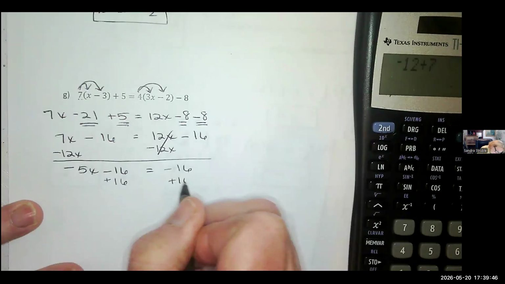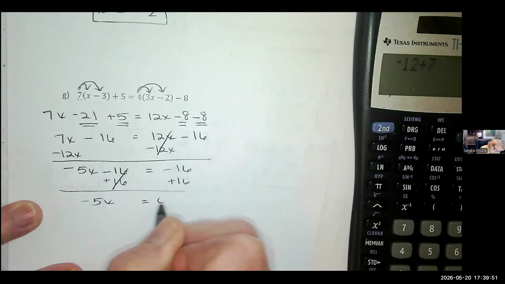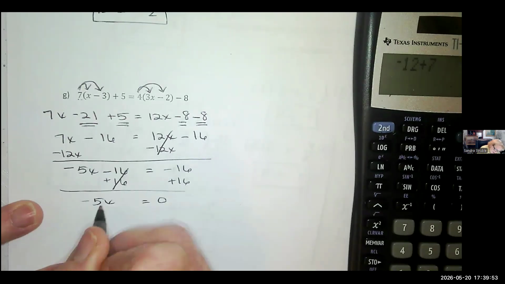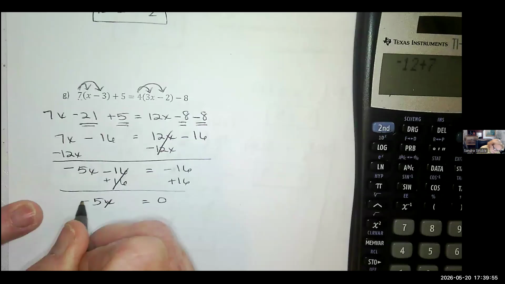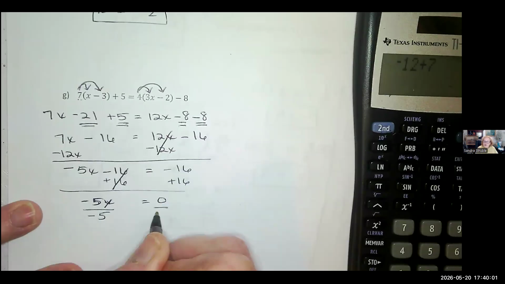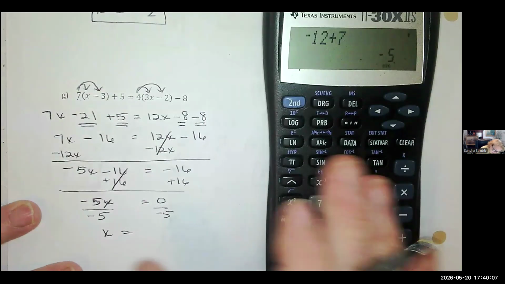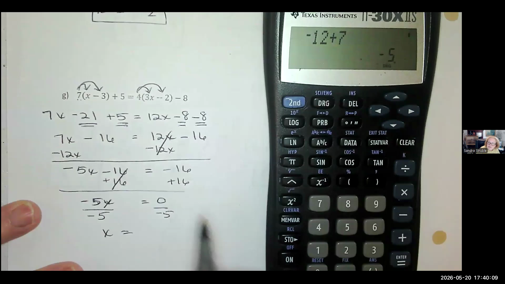-5x, this is gone, is equal to 0. Now we're still solving, so we need to solve for x. We're going to divide both sides by -5. And x is equal to, put it in your calculator. 0 divided by any number, as long as it's not 0, is 0. 0 divided by -5 is 0.